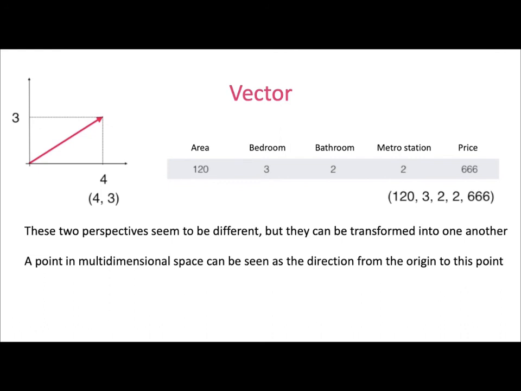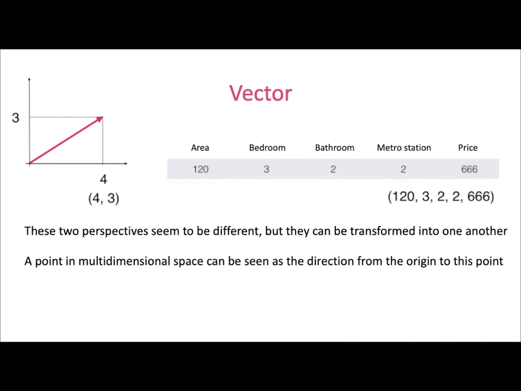The other perspective is to see it as a direction. In the first view, it seems that it does not mean a direction. It is just an order of numbers. So for this group of numbers, we can understand it as a data point in a high-dimensional space.